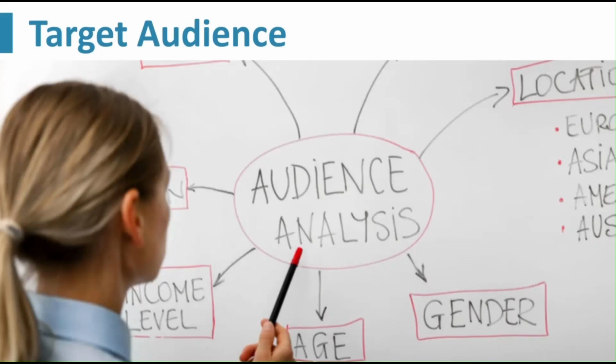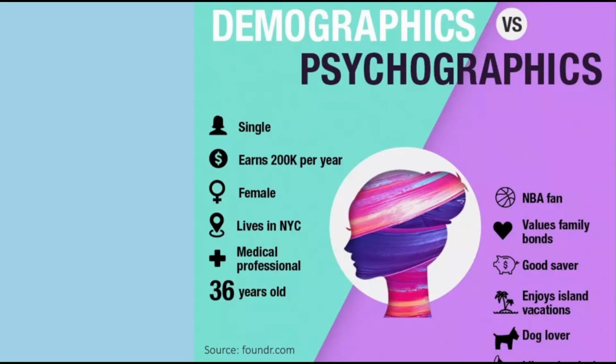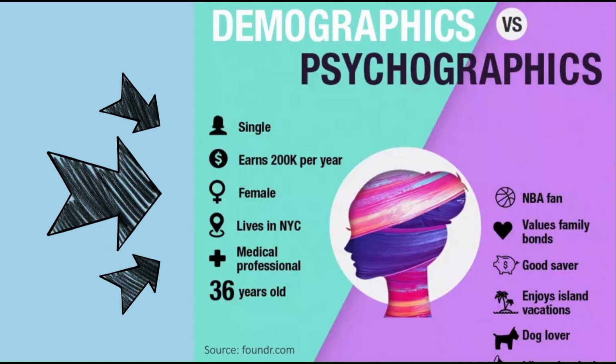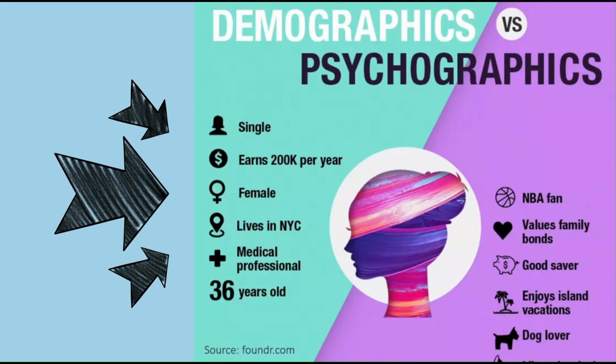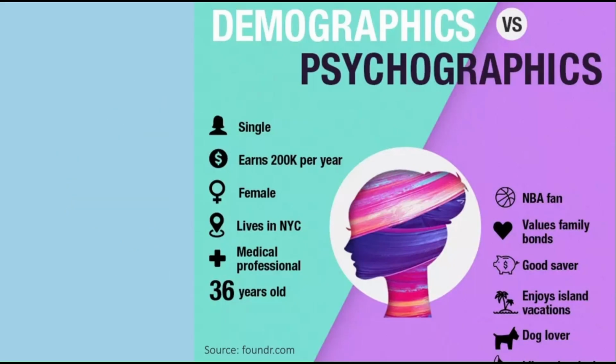This will go beyond demographics and also list psychographics. What are psychographics? It's a little reminder. These are your customers' interests, their hobbies, their lifestyle, values, their beliefs. Here's a side-by-side comparison. For example, the demographics listed on the left include income, such as earning $200,000 per year, female, 36 years old, medical professional. These are demographics. Whereas the psychographics are on the right, and they show that she is an NBA fan. She's a good saver. She enjoys island vacations, is a dog lover, and family is important. See the difference?